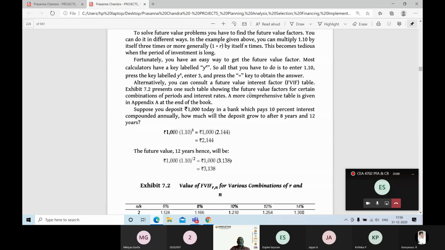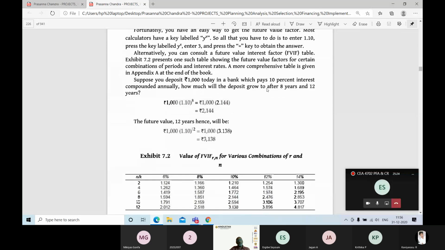So alternately, you can consult the future value interest factor table, the factor alone. Then you have to multiply with the factor and calculate the total cost. These are more comprehensive. The book itself has an appendix, you have to refer to the appendix. The table is available. I will check whether the table is okay. In addition, some tables are available, and I will post them there.